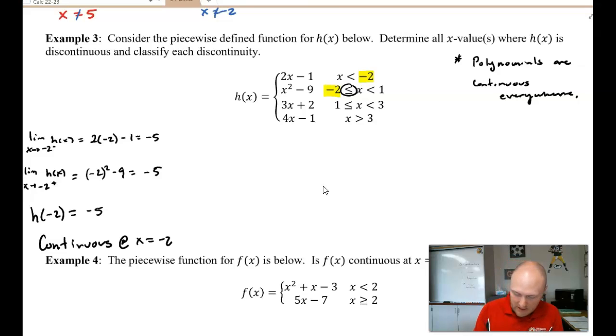Okay, now we're going to play the same game at this cut point, at 1. I have to worry, do I have a jump here at 1? Let me go ahead and investigate. So I'll change my colors here. We're going to be writing a lot. Sorry, hopefully you didn't write in the middle. If not, get another piece of paper now.